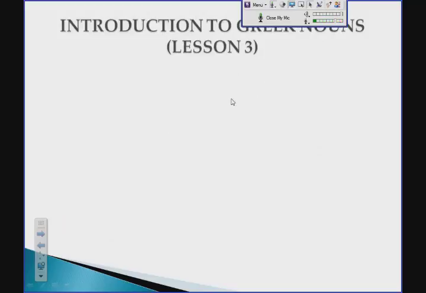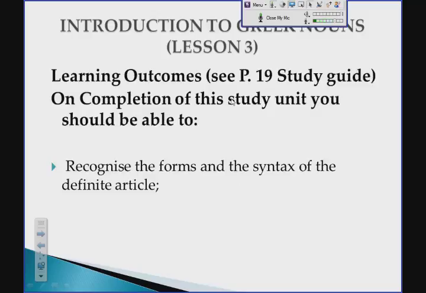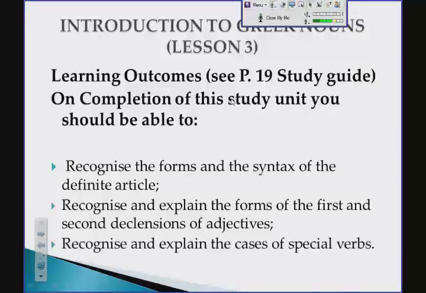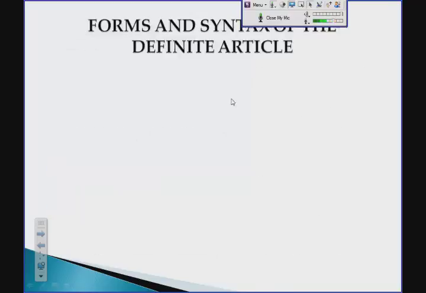Introduction to Greek. Is it Greek nouns? No. We're not looking at Greek nouns. We are looking at the Greek definite articles. You can delete that. Sorry, my slides are full of mistakes. Recognize the forms and the syntax of the definite article. That's what we want to achieve. Recognize and explain the forms of the first and the second declension of adjectives. Recognize and explain the cases with special verbs. I will just refer to the book. You have it in the book. And the form and the syntax of the definite article.